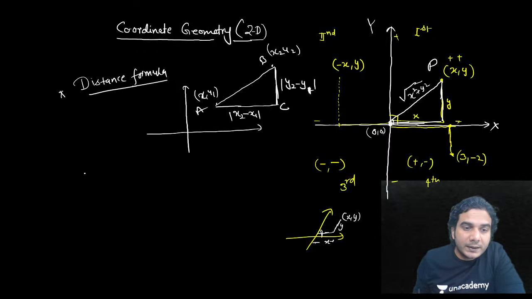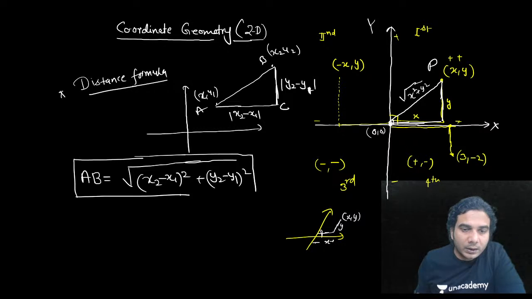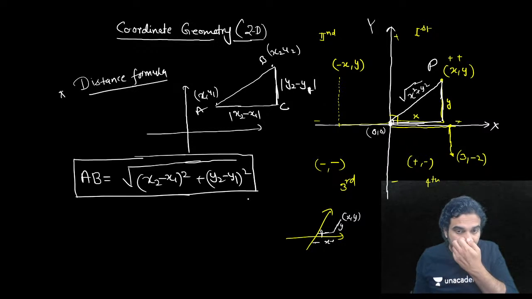To find the distance between these 2 points, it is going to be under root of, now you can apply Pythagoras, x2 minus x1 the whole square plus y2 minus y1 the whole square. This is called the distance formula between 2 points x2 comma y2 and x1 comma y1. I hope you're understanding it.